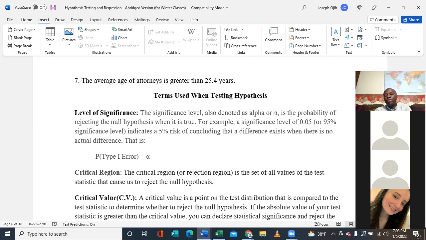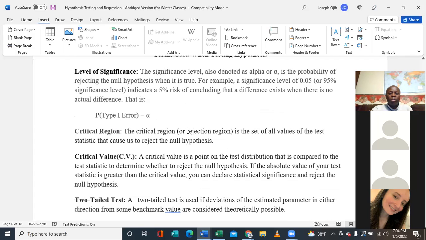So if you're 90% confident, that means your significance level alpha is 10%. That's your chance of being wrong. Now, if you're 99% confident, your chance of being wrong is 1%, which means that your alpha is 0.01. So you can see here, for example, a significance level of 0.05, or 95% confidence, indicates a 5% risk.